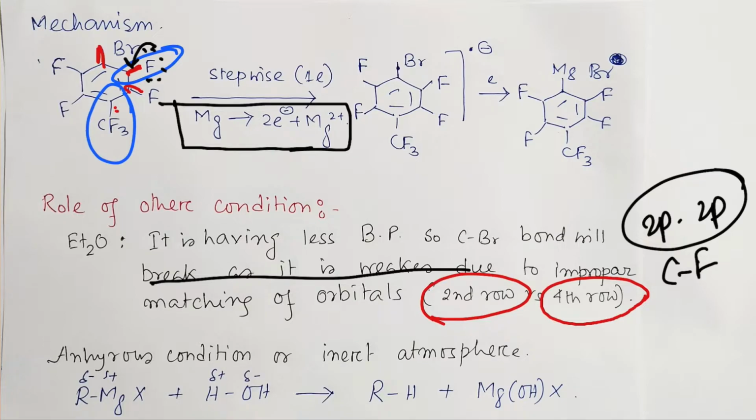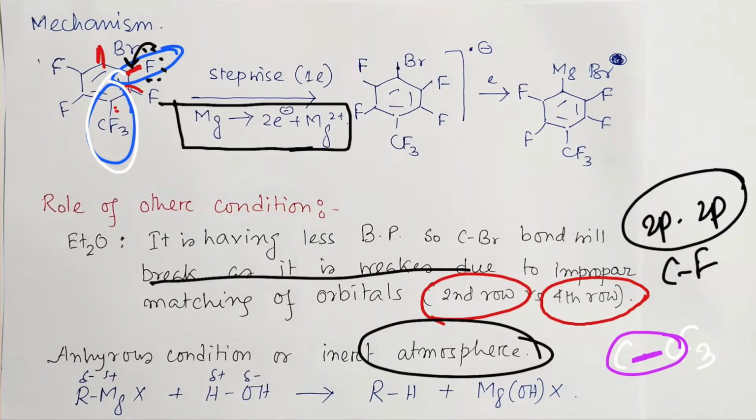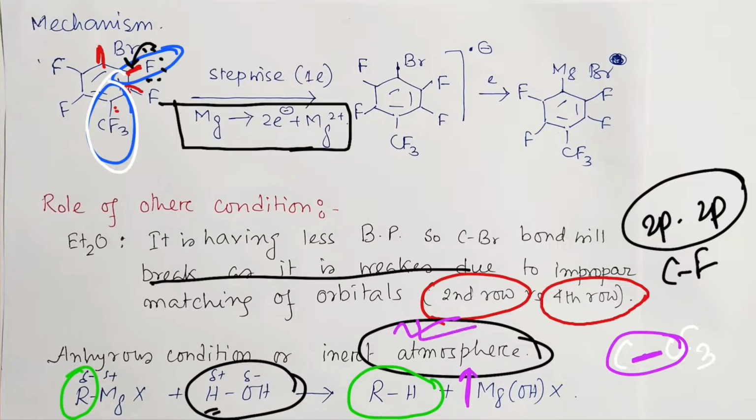Second thing, if you look at the C-CF3 bond, it is nothing but a carbon-carbon bond. So this is covalent as well as strong, so it will not break under this condition. And in this case, why is an anhydrous condition needed? If there is some moisture, then this moisture has a proton, a delta plus hydrogen, so it will react with this negatively charged carbon and produce the alkane, and the Grignard reagent will be wasted. We don't want this waste. That's why we prefer an inert atmosphere and anhydrous solvent.